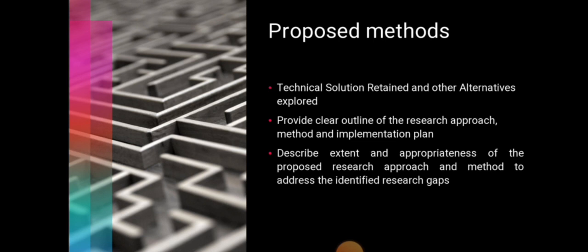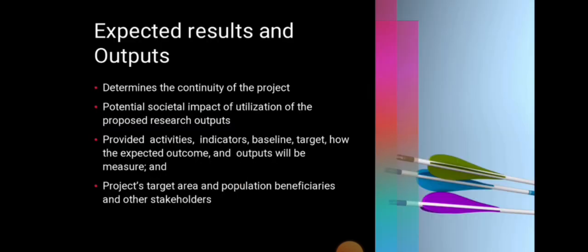So provide a clear outline of the research approach, methods, and implementation plan. Describe the extent and appropriateness of the project research and methods to address the identified research gap. So this part should be clearly defined and noted.